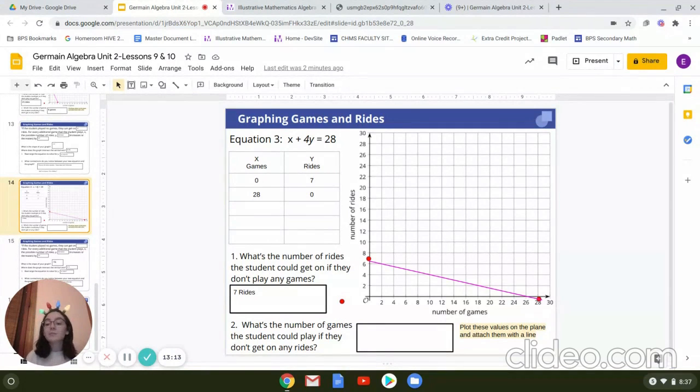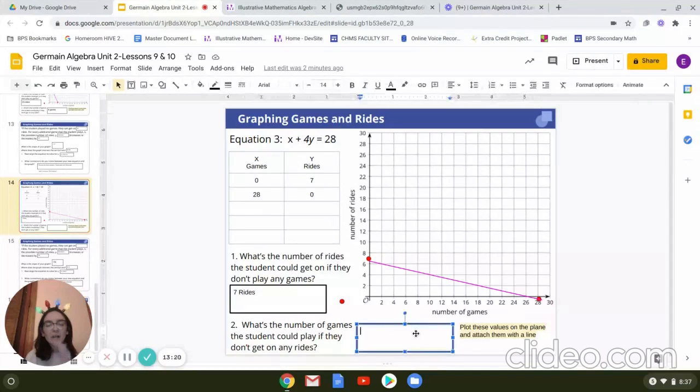So 1x is equal to 28 when you plug in 0 there. Okay, so how many rides will it be when there are 0 games? It would be 7 rides. How many games will it be when the rides are 0? It'll be 28 games. Okay.